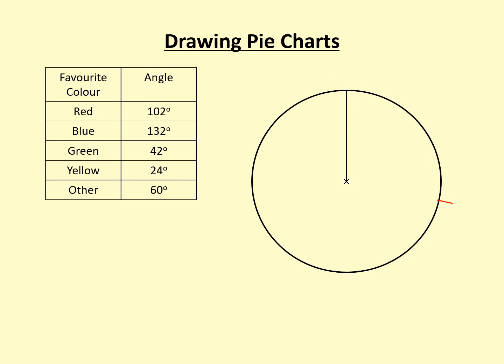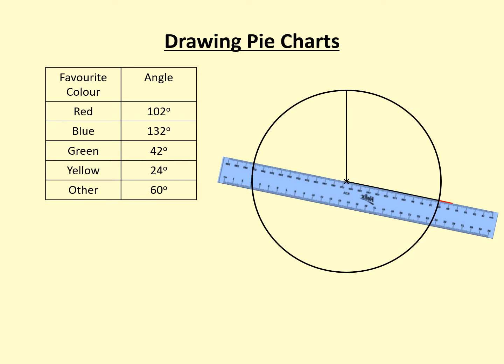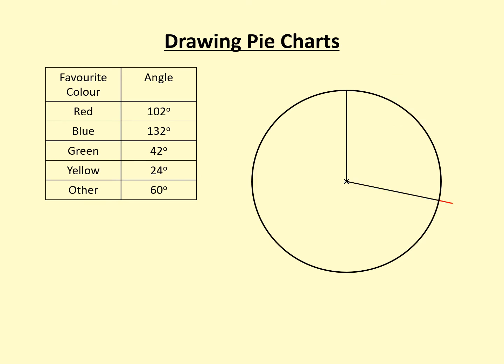Now once we've marked that off, then using a ruler to draw in a straight line to mark that. So there's our first one. So that's the red section covered. That's 102 degrees. Don't forget to label it.